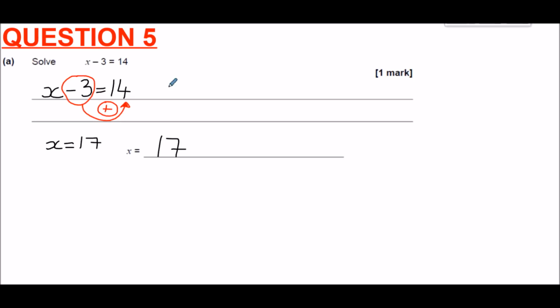Just to quickly show you another method, the flowchart method, we can start with the letter we're wanting to find out and then just take step by step, be thinking what happens to the letter. So the first thing that happens to x, in fact the only thing, is that we take 3 away. And after taking 3 away, we end up with 14.